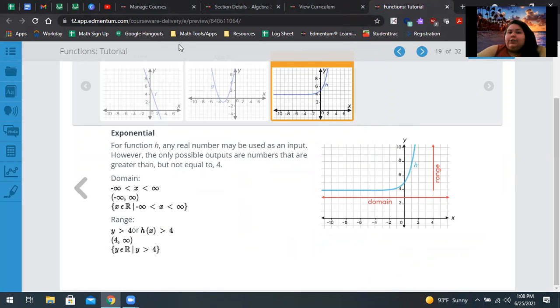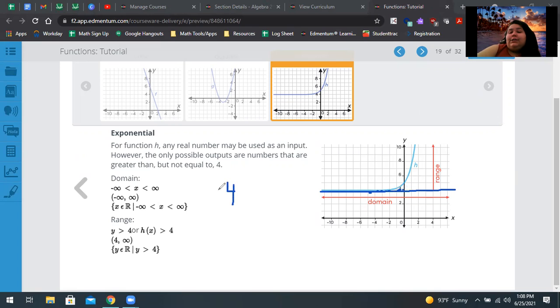The range is different. Here it's getting closer and closer to 4. Now it looks like it's touching 4. But like I said, if we were to zoom in really, really close, you're going to see that there's a tiny little space in between. So the lowest point that it's trying to get to is 4.